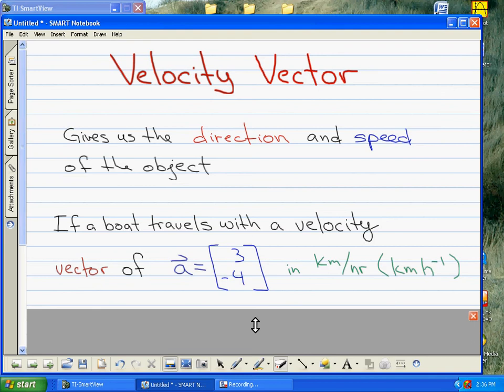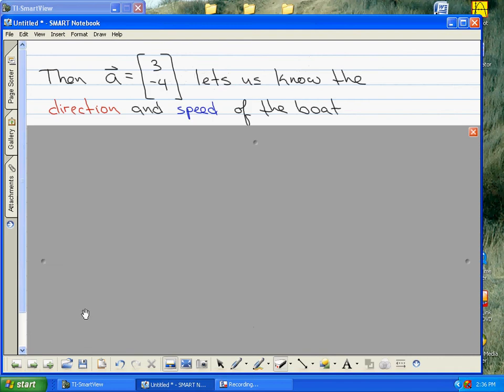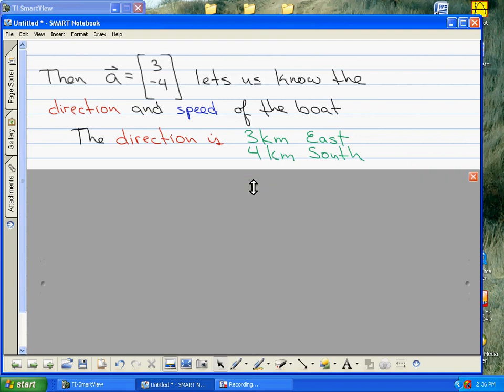So if a boat travels with a velocity vector of vector A equals 3, negative 4 in kilometers per hour, remember sometimes kilometers per hour is written km h to the negative 1, then it tells us two things. Vector A equals 3, negative 4 lets us know the speed we are traveling as well as the direction we are going. So in this example, the direction is 3 kilometers east, 4 kilometers south. Remember that negative 4 means to go down 4, or south is also to go down.